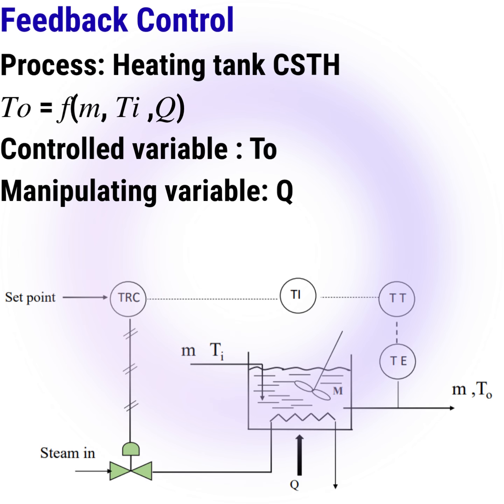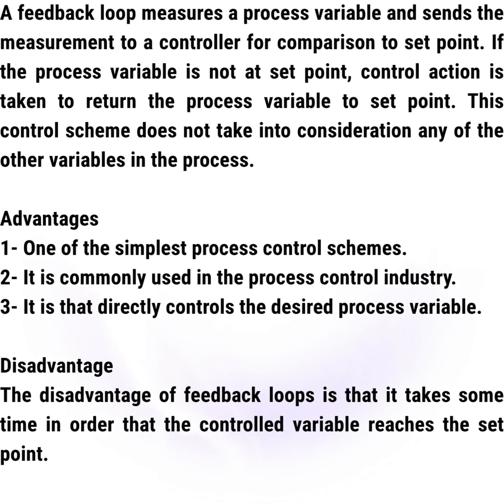Manipulating variable: Q. A feedback loop measures a process variable and sends the measurement to a controller for comparison to set point. If the process variable is not at set point, control action is taken to return the process variable to set point. This control scheme does not take into consideration any of the other variables in the process.